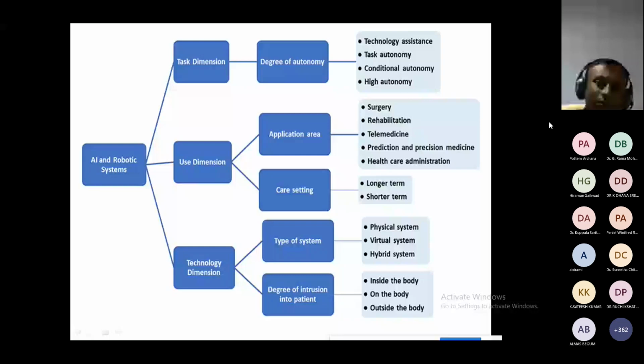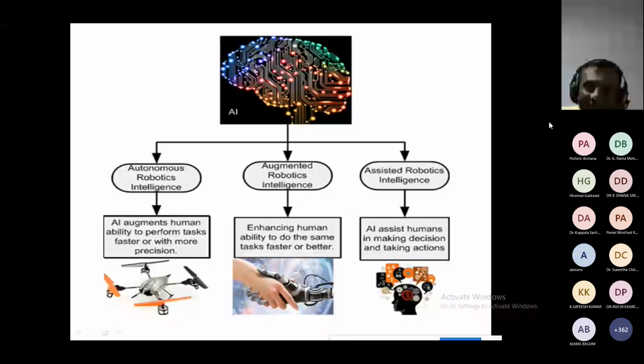This is the most important: AI in autonomous robotic intelligence, augmented robotic intelligence, and assisted robotic intelligence. In autonomous robotic systems, we are using drone applications, in which many of us are involved. Augmented is now coming up as an emerging area. It is developing. And assisted robotic intelligence is an AI-based assistant application for the medical field as well as industries.